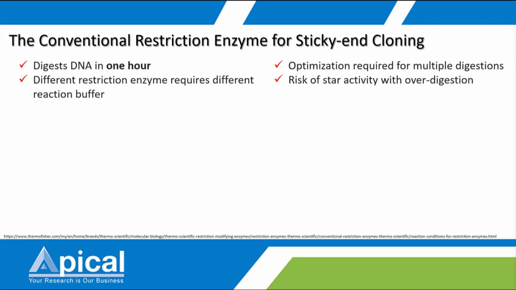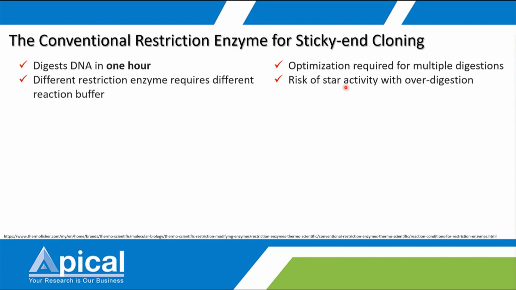Also, for conventional RE, there are risks of star activity when over-digesting. Star activity means that the RE may digest at some unspecific site when the condition is not optimum. As mentioned just now, when you need to use another buffer or choose one buffer to perform the double digestion, you may have a condition that is not optimum for one of the REs.